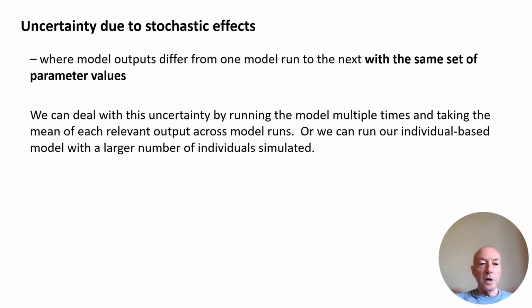So first, uncertainty due to stochastic effects. So this is where model outputs differ from one model run to the next with the same set of parameter values. Now we can deal with this uncertainty by running the model multiple times and taking the mean of each relevant output across model runs. We can run our individual based model with a larger number of individuals simulated.